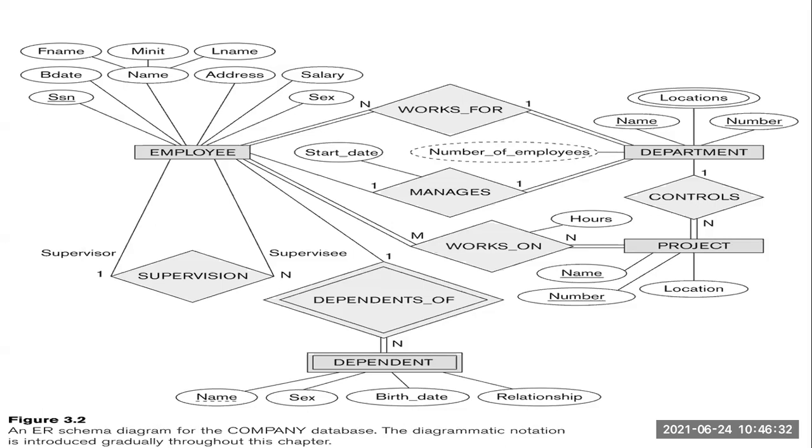Okay, we shall proceed. This diagram will be given for your reference also. We will begin here. This is an ER schema diagram for the company database. The diagrammatic notation is introduced gradually throughout this chapter. With the help of this diagram only, every question will be on this database, like which department an employee works in, then enter the employee value. This kind of question will be asked.